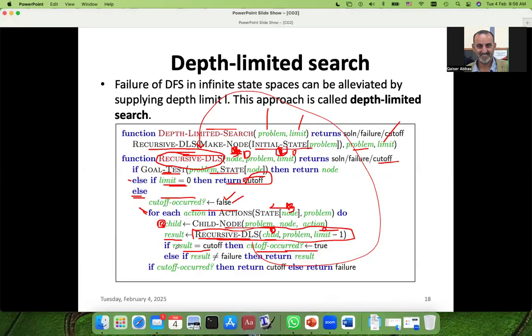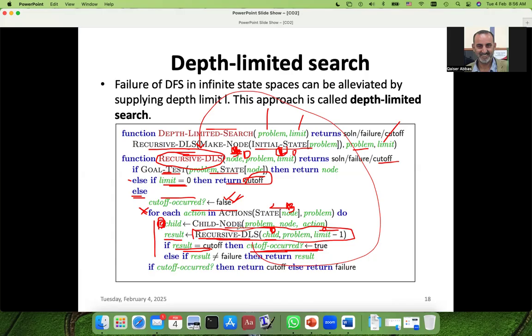So if result is equal to cutoff, then we are changing the value of the variable which was previously false. We are making it true. And this was the execution of what? The for loop executes 2 times, for D and E. So this loop, while executing for D, previously it was executing.